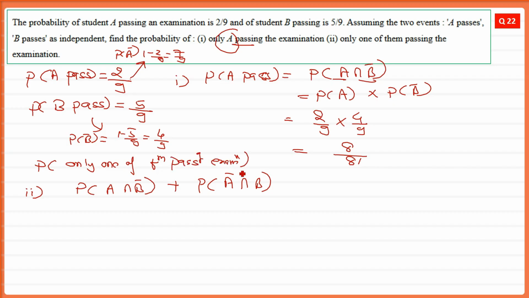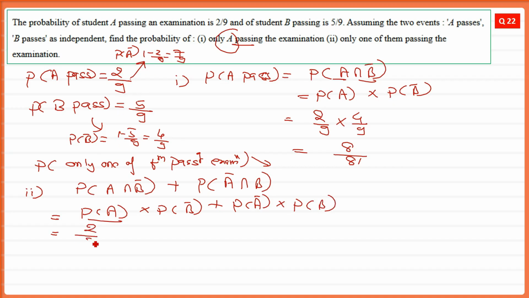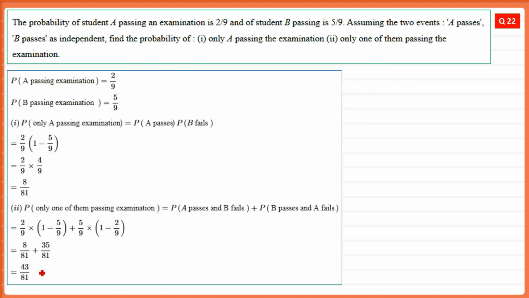So only one of them passing the examination will be a combination of A passes, B doesn't pass, or A doesn't pass, B passes. So the concept you understood, let's multiply them. That is P(A) multiplied by P(B'), because these are separate, independent events. The second term will become P(A') multiplied by P(B). So P(A) is already given in the question, which is 2/9. P(B) is also given, 5/9. P(B') we have computed, 4/9, and P(A'), which is 7/9. So when you write this, you're going to get 43/81. This is the way you are going to write it.